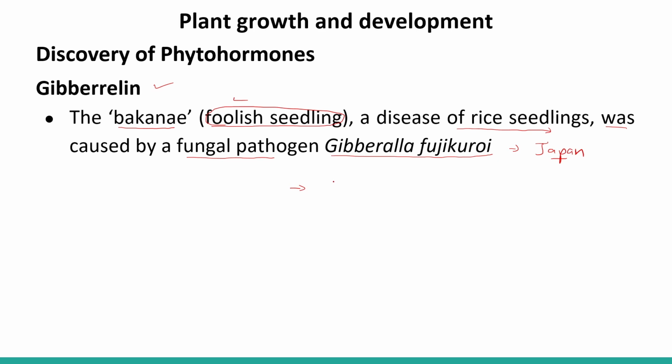This disease is known as foolish seedling disease. Why? Because there is an increased or enhanced growth of the internode, of the internodal region of the stem.